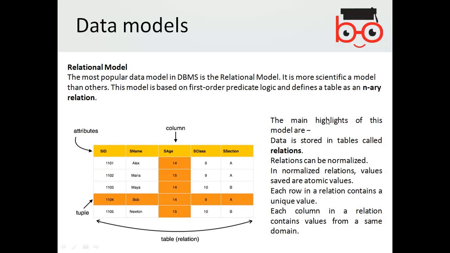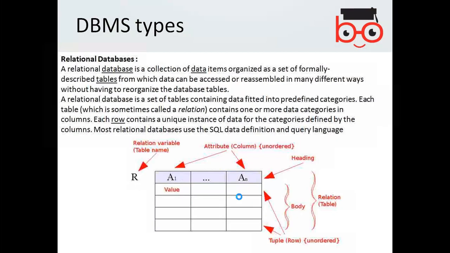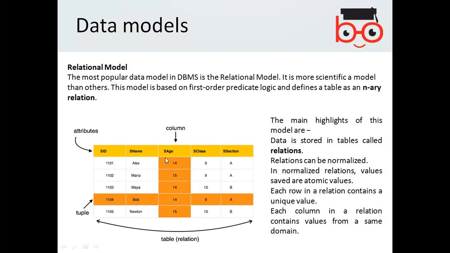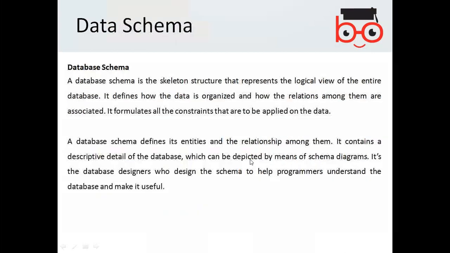Now we define a relational model. It is the most popular data model in database management systems. It is a more scientific model than others. The model is based on first order predicate logic, and basically this is another definition of what we discussed earlier in the slide. They have a relation, and you call these attributes and columns. So this is a similar definition of the relational model. So we go to the next.